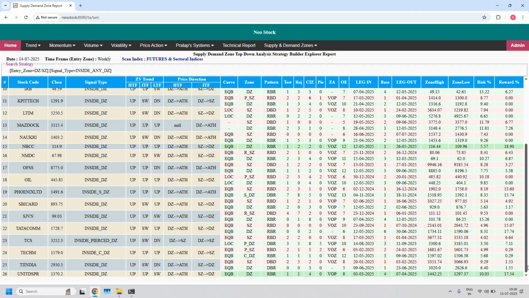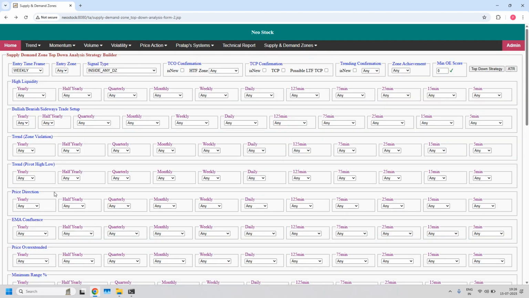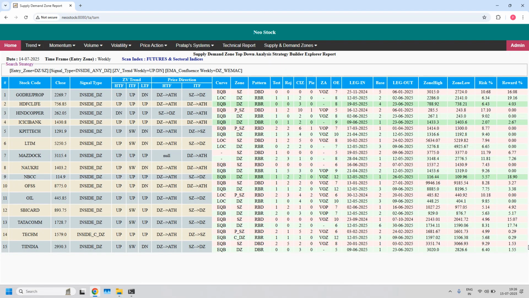We can further filter this list based on weekly demand zone having weekly EMA confluence. Trend on the weekly should not be sideways. It can be up or down. We got 15 stocks.